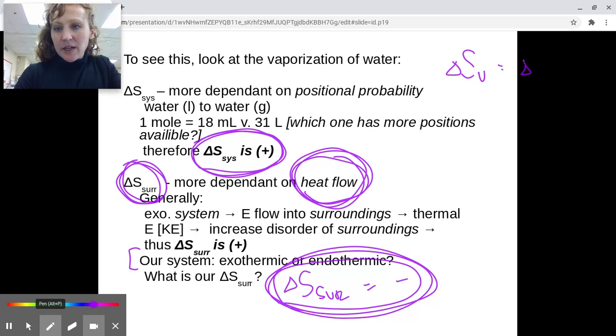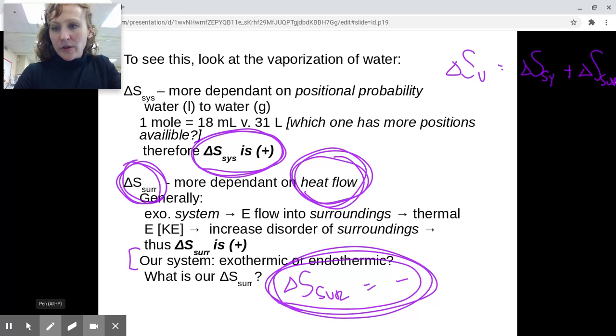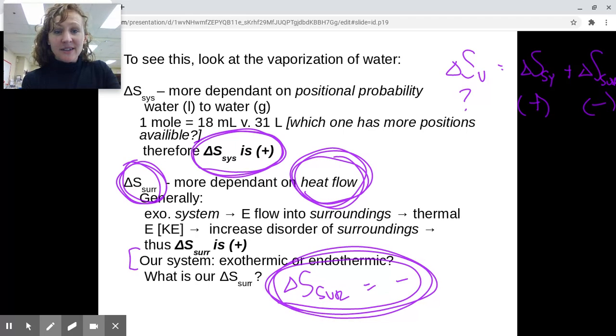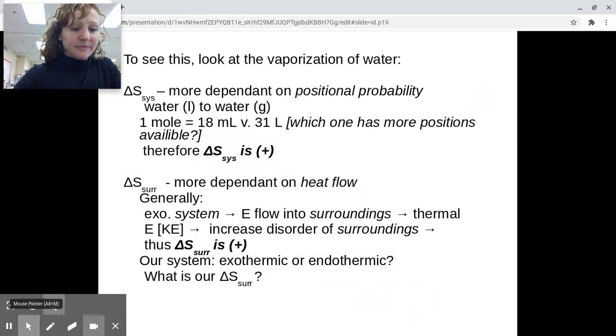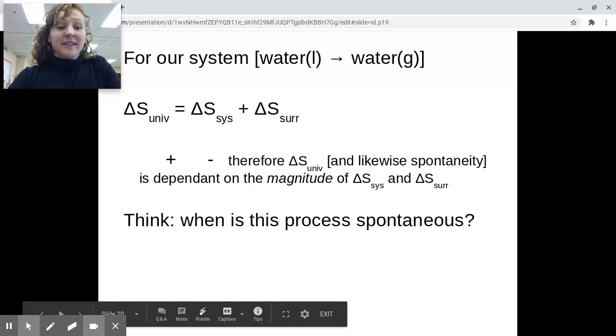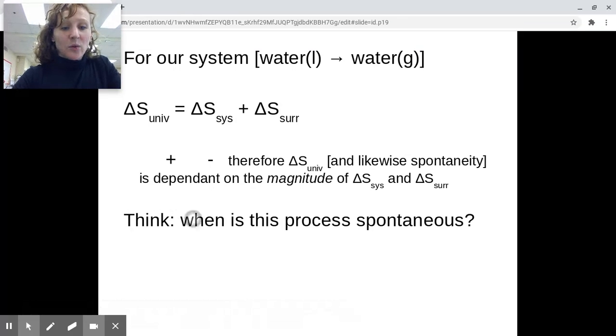Entropy of the universe is made up of entropy of the system plus entropy of the surroundings. One of those is positive, one of those is negative. So when does the vaporization of water occur? And is it a spontaneous process? Well, it depends on the magnitude. Which one of these terms is going to be bigger? And that depends on temperature. Okay, so again, think, when is this process spontaneous? It depends on the temperature.